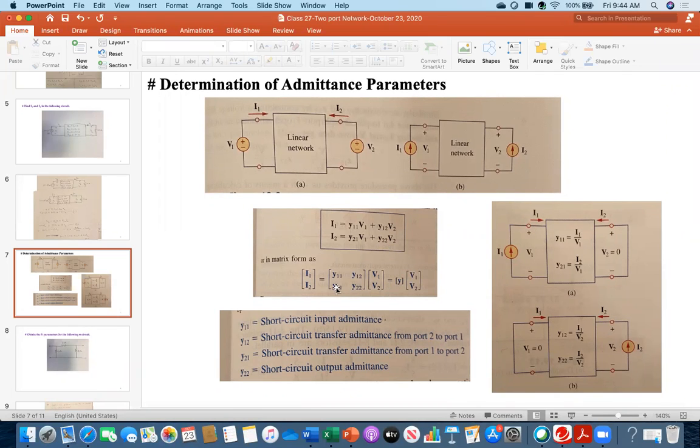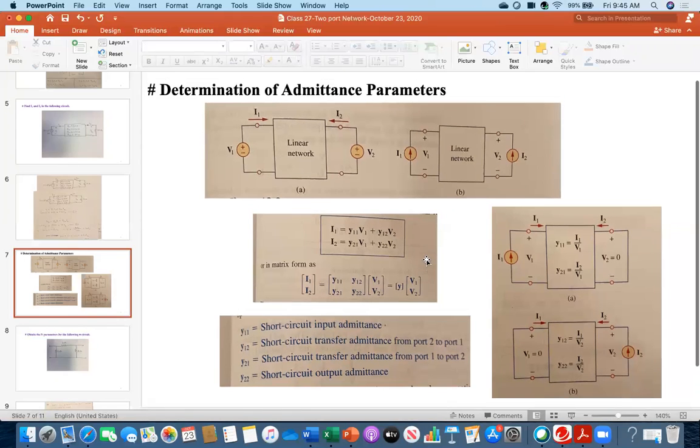So now what is the definition of Y11, Y12, Y21, Y22 that I have shown here? Y11 means short circuit input admittance. In the previous case, those were the open circuit, but in this case, you look, all are short circuit. Short circuit input admittance, Y22 is short circuit output admittance, and then short circuit transfer admittance from port 2 to 1 or from port 1 to 2, Y12 and Y21. So everybody keep in mind, in case of admittance parameter calculation, you have to apply the short circuit concept.